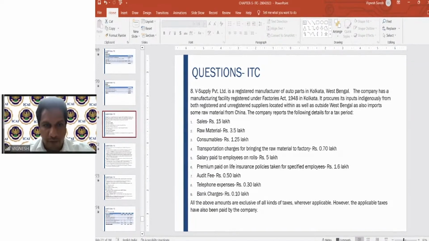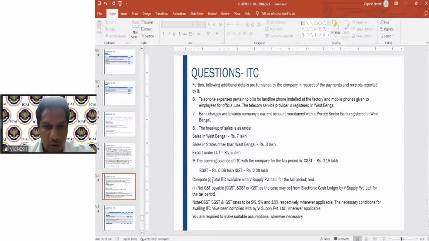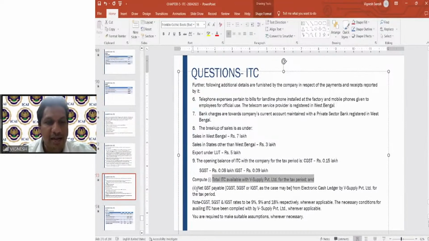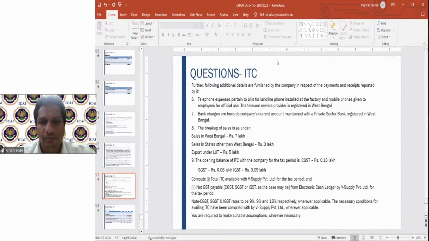So what is he asking here? He is asking the total ITC first, and the net GST payable. So how do you work out the total ITC? Look at all the expenses one by one.